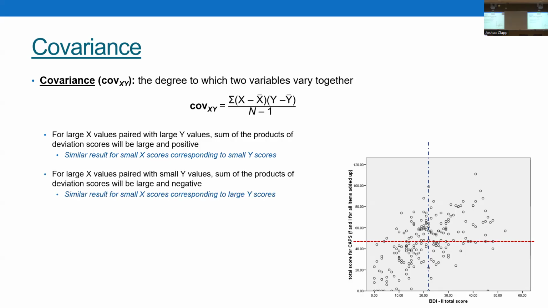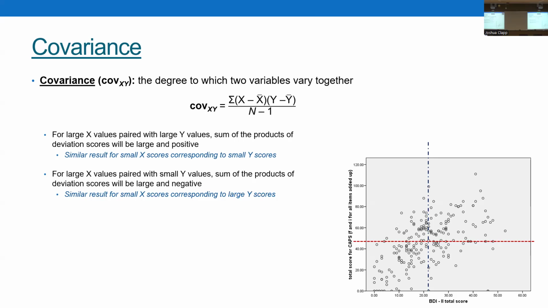Alternatively, if I have large x values paired with small y values, something down here, I've got a large x paired with a small y. So I've got a large x deviation that's going to be large and positive, and my y deviation is going to be large and negative. A large positive and a large negative number multiplied together give me a large negative number.